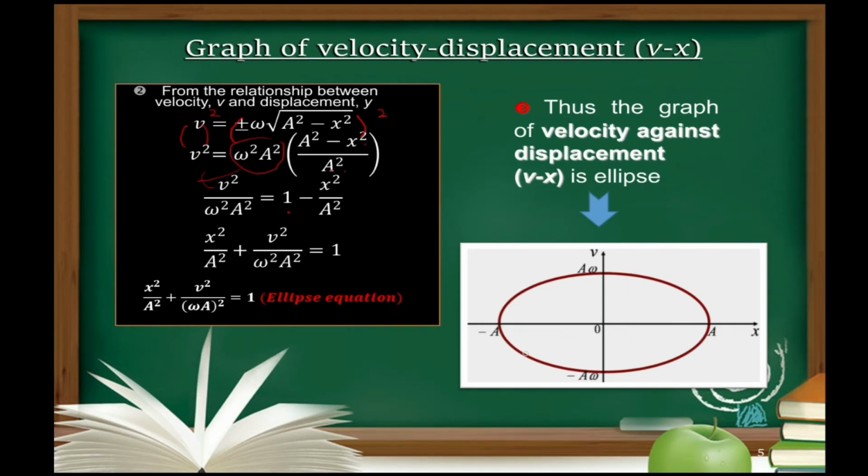This is our ellipse graph, where this is my amplitude A and this is my negative amplitude, negative A. So you're going to see an ellipse graph instead of a sinusoidal one.